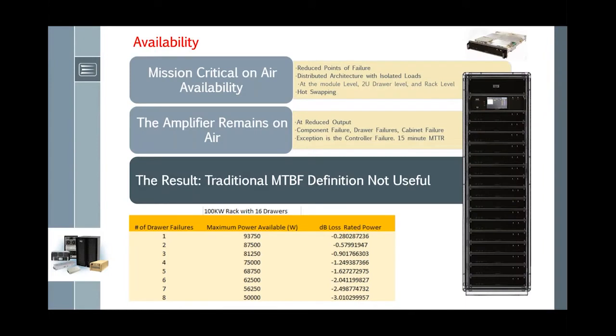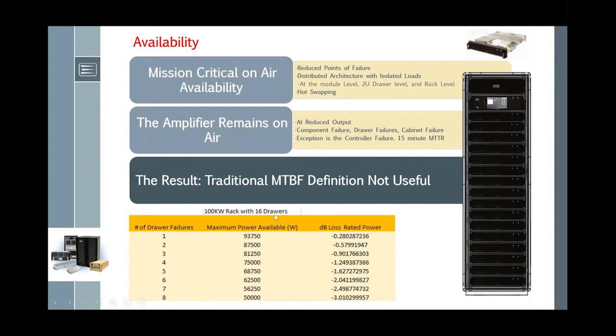Let's talk about availability now. Availability is the period of time a transmitter is not out of service, and on-air availability is maximized with a distributed architecture like this. Since it's intrinsically fault tolerant, you wouldn't characterize it as a redundant architecture. Now, low mean time to repair increases availability, but hot swapping maximizes availability. So take a look at the yellow section of the bottom table here. That's an example of a 100 kilowatt rack with 16 drawers.